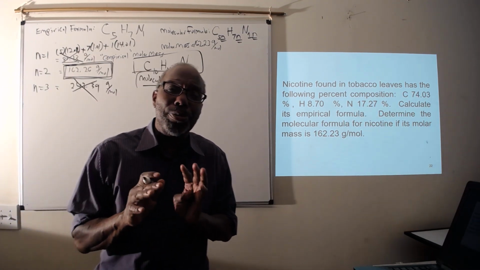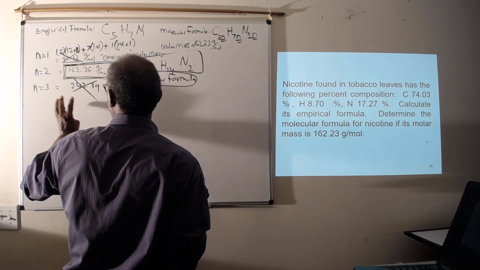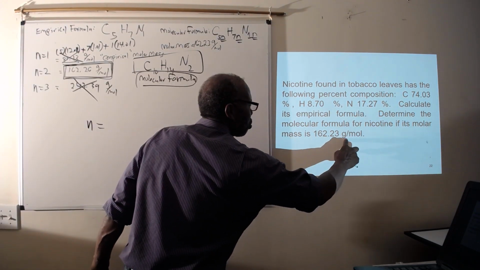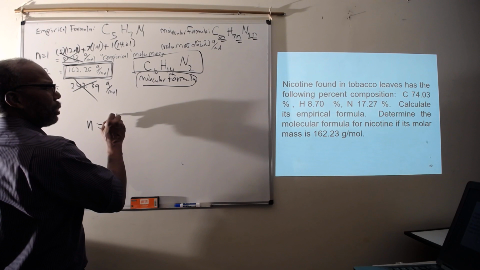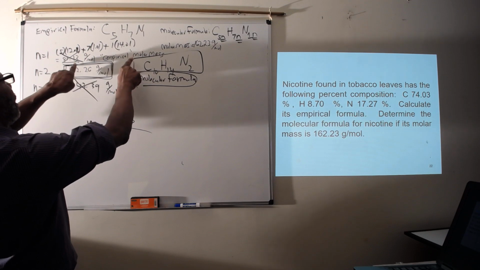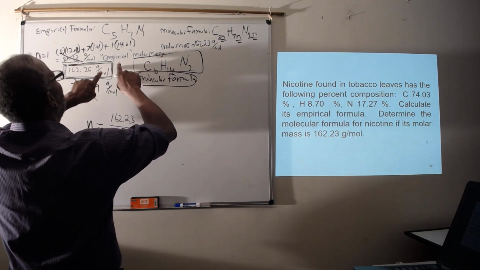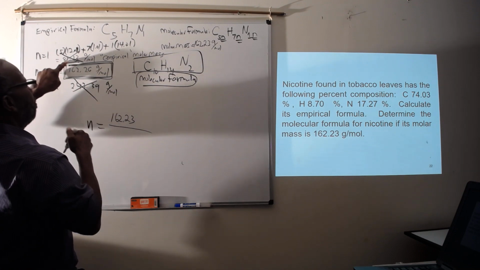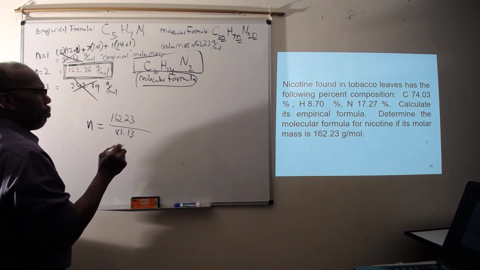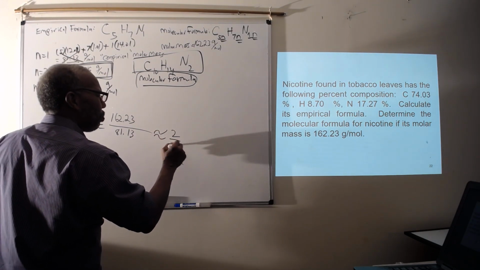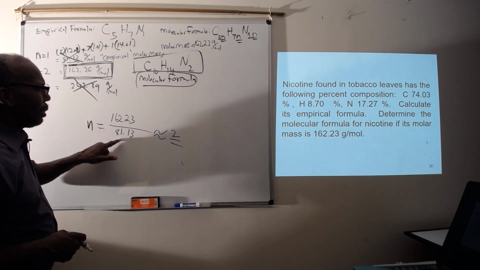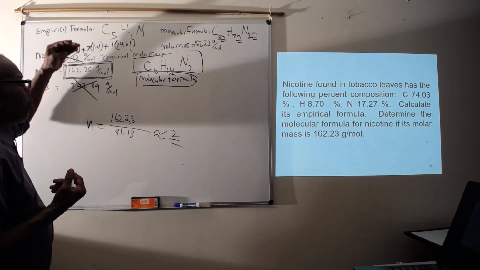Now, there's another way you can determine N. If you don't want to do the trial and error, you can determine N by taking the true molar mass, which is almost always given in the problem, 162.23, and dividing it by the empirical molar mass, which in this particular case would be 81.13, and you're going to get a number approximately equal to 2. That's all you have to do. Divide the true molar mass by the empirical molar mass, and you get 2. So you don't really have to do the trial and error.